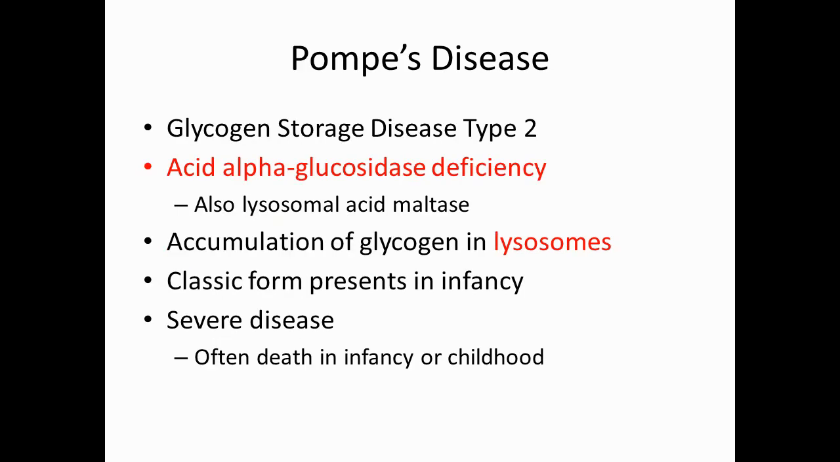The next disease that we are going to see is Pompe disease. This is also called glycogen storage disease type 2, and there will be deficiency of acid alpha-glucosidase, also called lysosomal acid maltase deficiency. There will be accumulation of glycogen in lysosomes, and this classic form presents only in infants. In the severe form of this disease, the baby can also die from the illness.